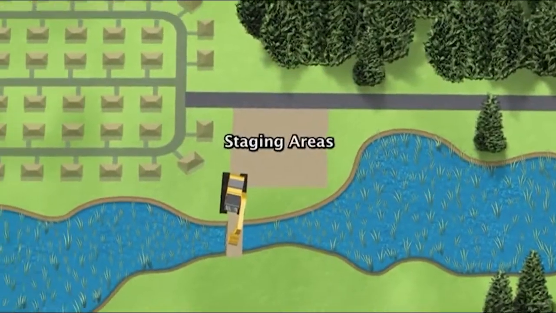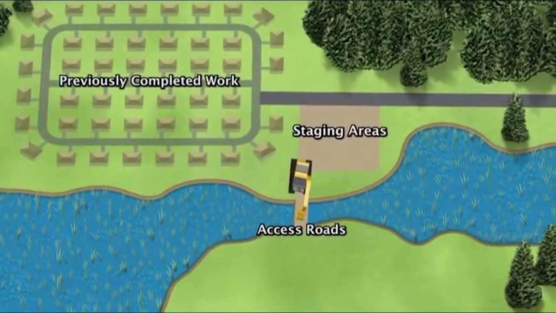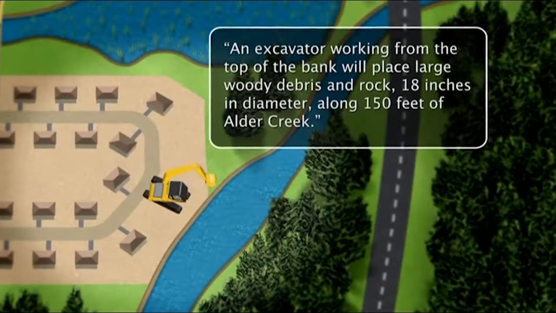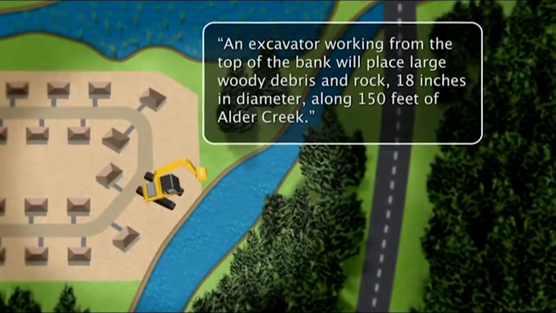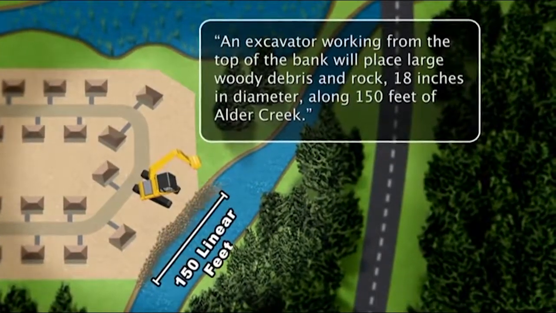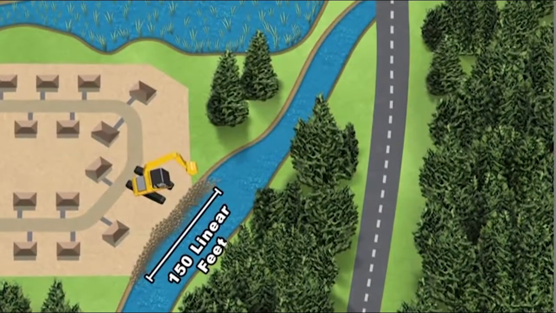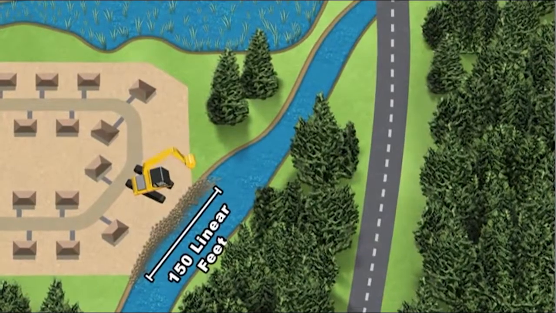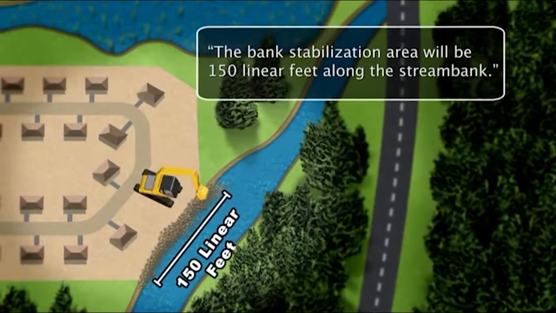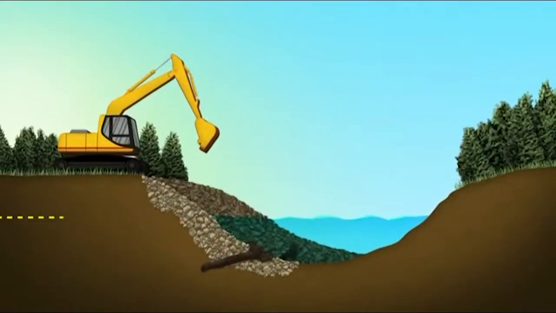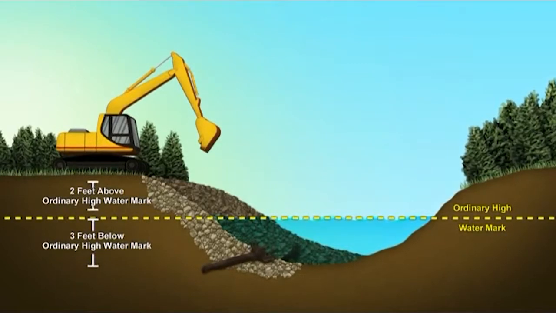Include any staging areas, access roads, or previously completed work, such as an excavator working from the top of the bank will place large woody debris and rock 18 inches in diameter along 150 feet of Alder Creek. Describe the area of wetlands or waters to be impacted and where the impacts will occur. For instance, the bank stabilization area will be 150 linear feet along the stream bank. 3 feet will be below the ordinary high water mark and 2 feet above the ordinary high water mark.